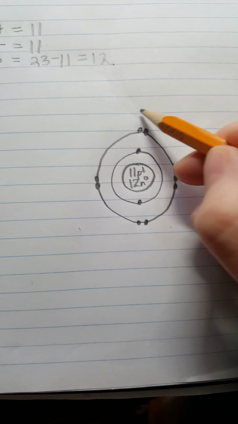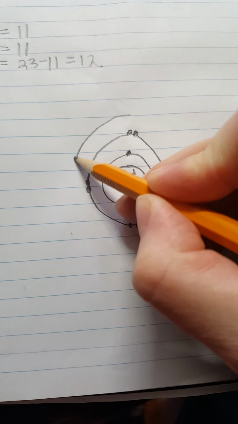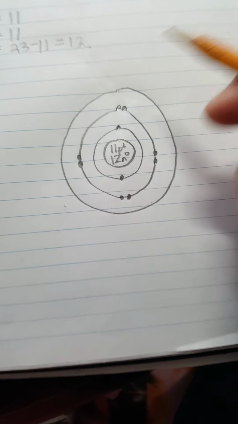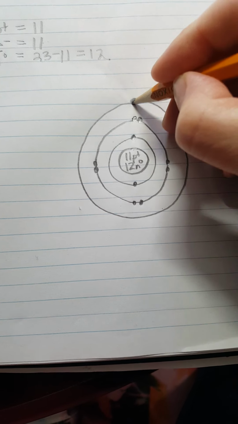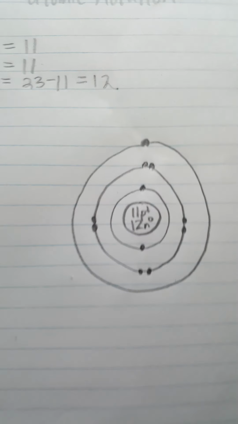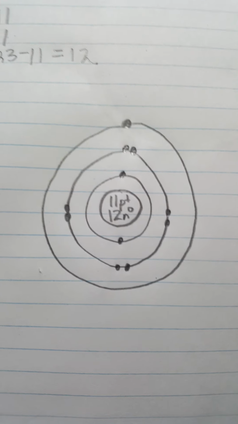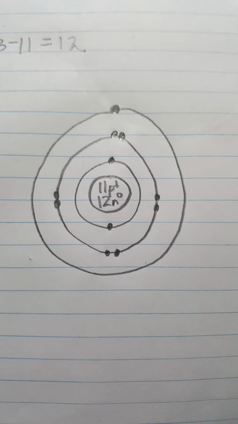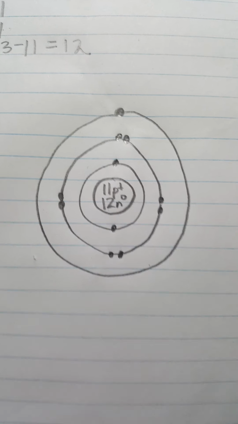So I need to draw one more energy level. Now that all the other energy levels are full, I can move on and draw another energy level. And I'll place that one electron that I have left over out there. And that gives me a total of 11 electrons. So that is a Bohr Rutherford diagram of sodium. That's one atom of sodium.